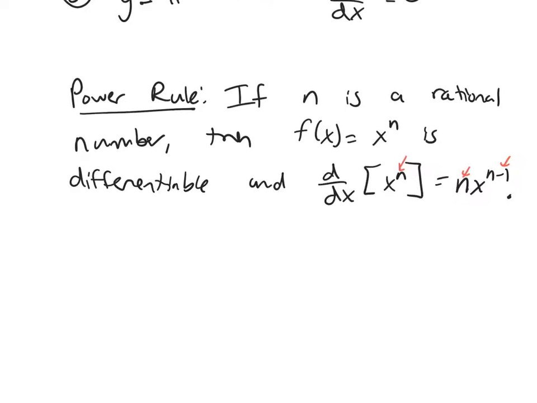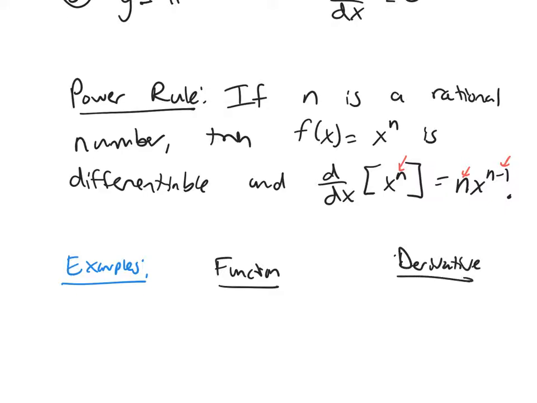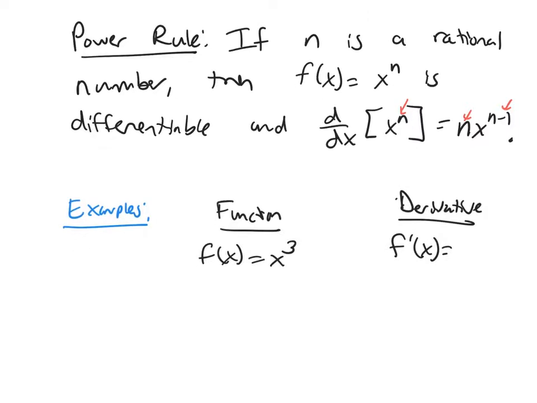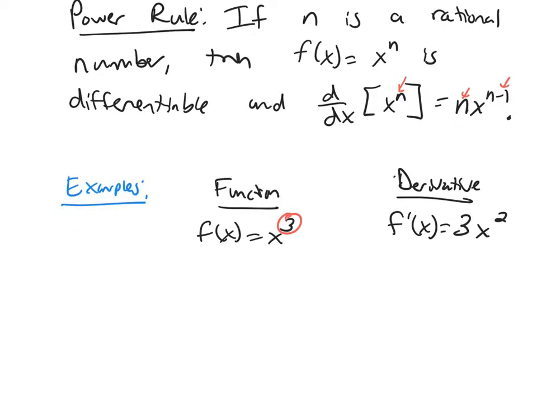All right, so let's look at some of these examples. So I'm going to give you the function over here, and let's write the derivative over here. f of x would be x cubed. What would the derivative be? Well, remember, you take your power and you bring it down in front, 3x, and then reduce the power by 1, so it'll be 3x squared. That's the derivative.